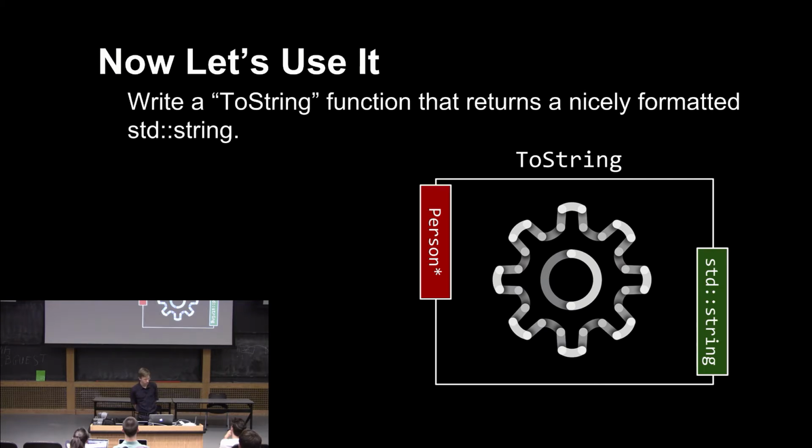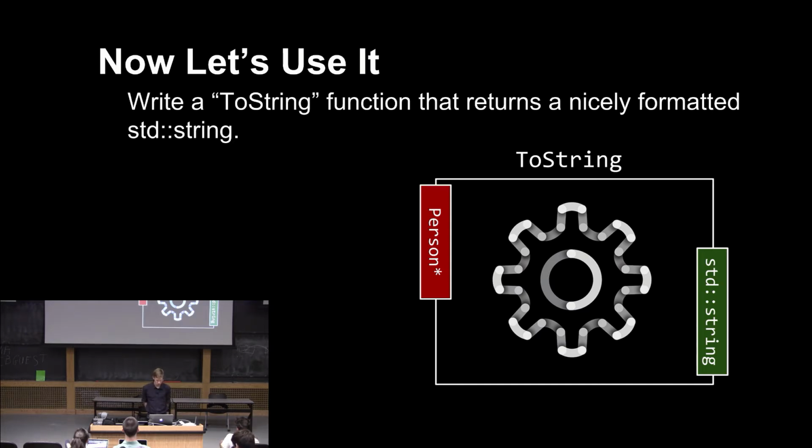So first thing I want to do is make a function called toString. And the toString function, its sole responsibility is going to be taking in a person struct, and then constructing a nicely formatted string that I can do whatever I want with. Spit out to console, store somewhere, whatever I want to do with it.